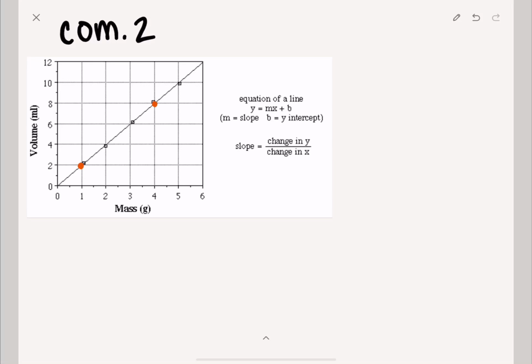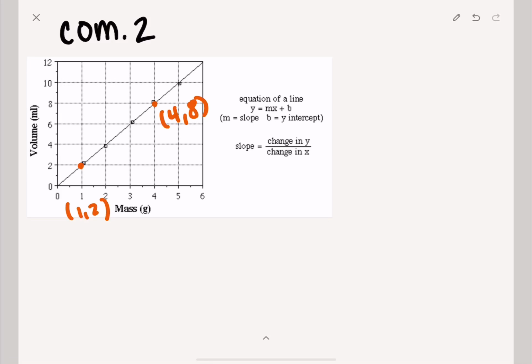Notice that those are not the exact data points. That's okay as long as they're on the line of best fit. So this data point here would be (1, 2), and this data point here would be (4, 8). Now we have our little reminder over here.